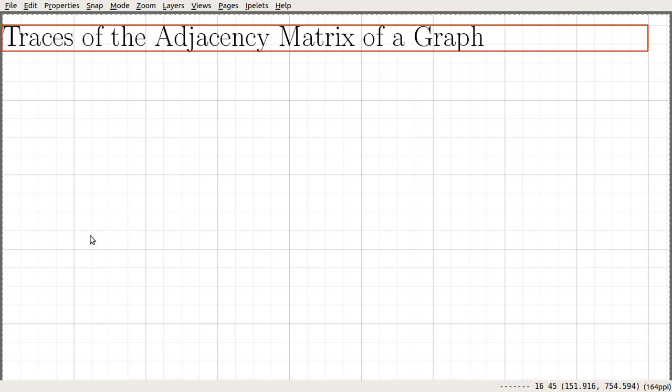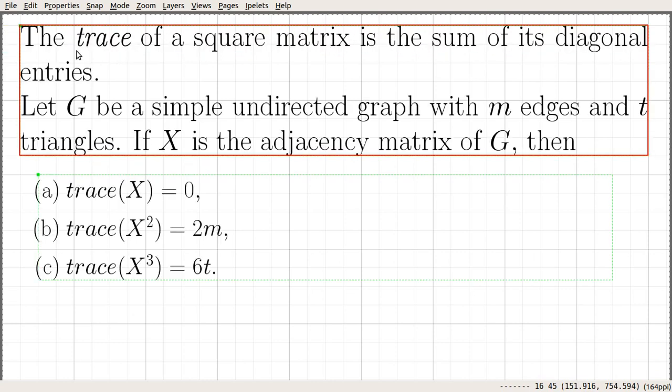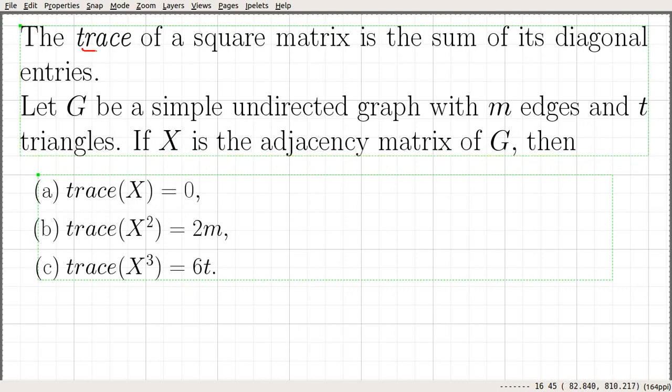Okay, in this video we are going to look at some results related to traces of the adjacency matrix of a graph. So it's going to be a very short video. By the way, the trace of a square matrix is the sum of its diagonal entries.